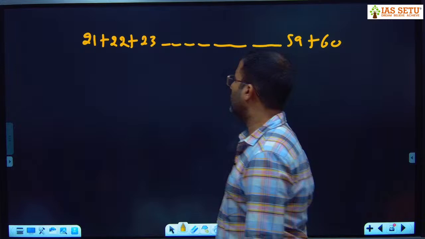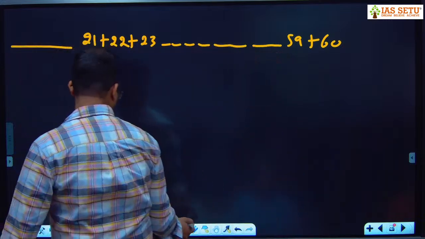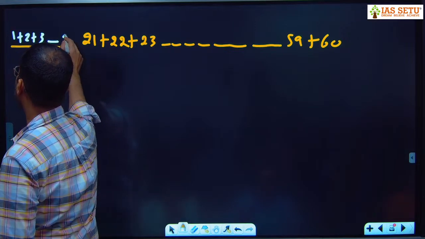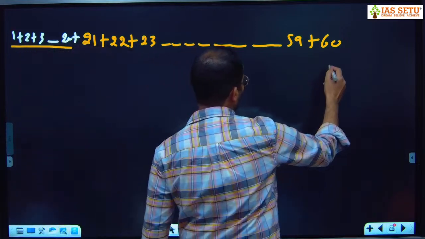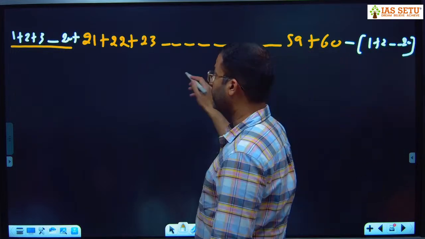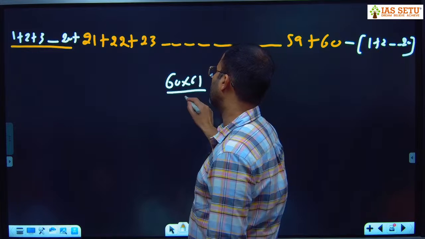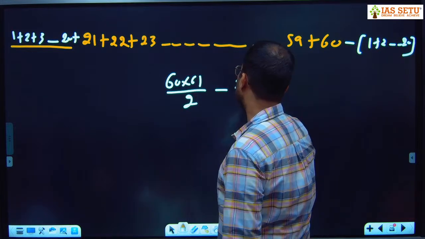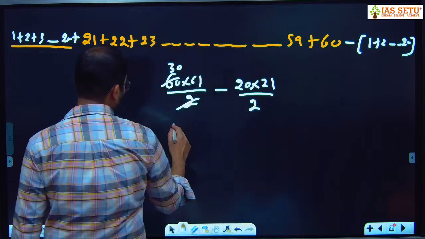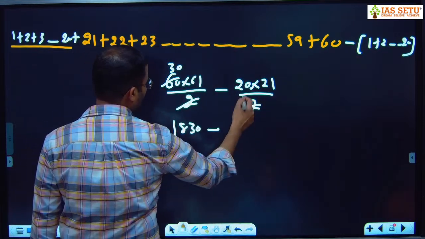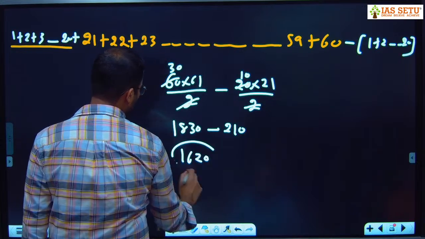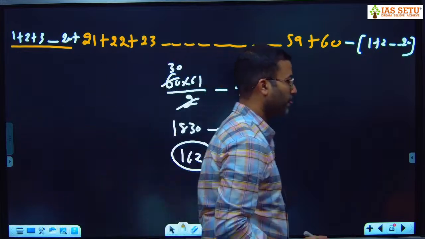Now here, what is missing? 1 to 20, we add 1 plus 2 plus 3 up to 20. Same thing we subtract in the last, 1, 2 up to 20. So here 60 into 61 divided by 2 minus 20 into 21 divided by 2. So here what we get? 1830 minus 210. So 1620. 1620 is our correct answer.